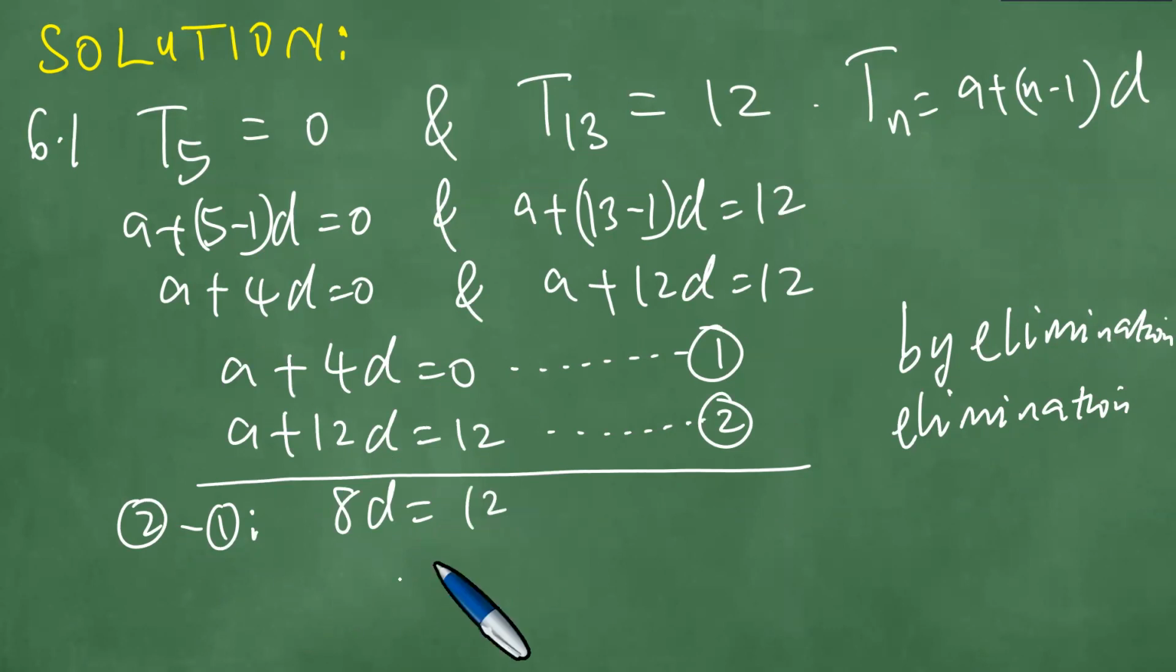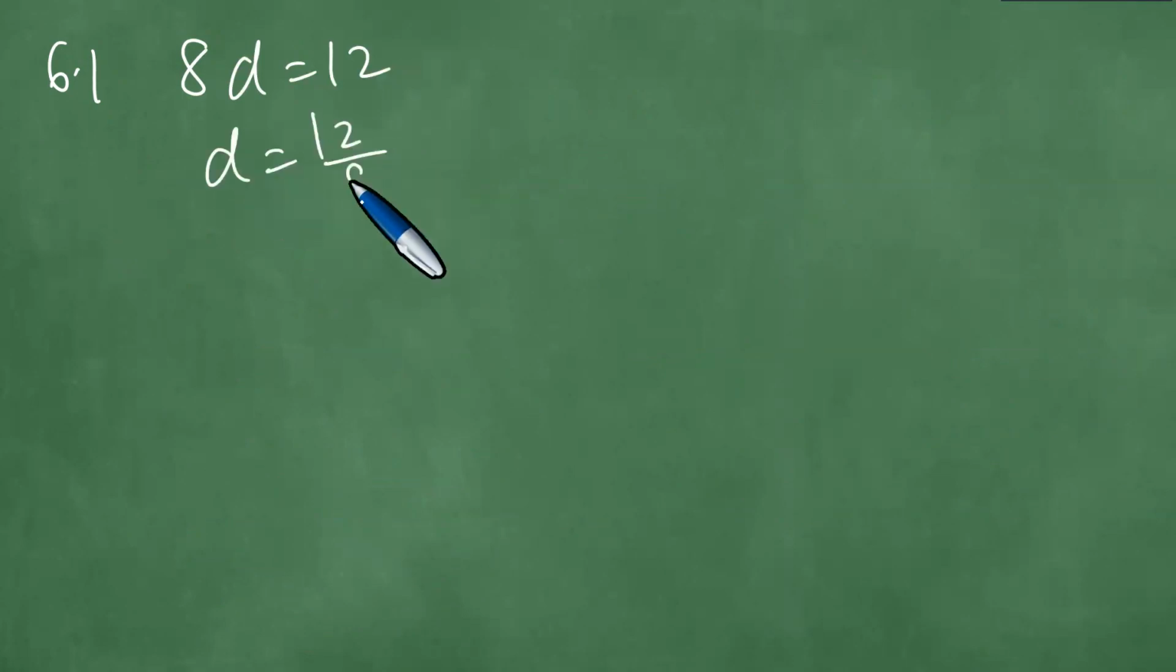12 minus 0 is 12, which means in 6.1 if 8d is 12, then d is 12 out of 8. What is 12 out of 8? 4 goes how many times? It goes 3 times, 2 times. So the common difference is 3 over 2. Okay, in 6.2, we're looking for the first term.